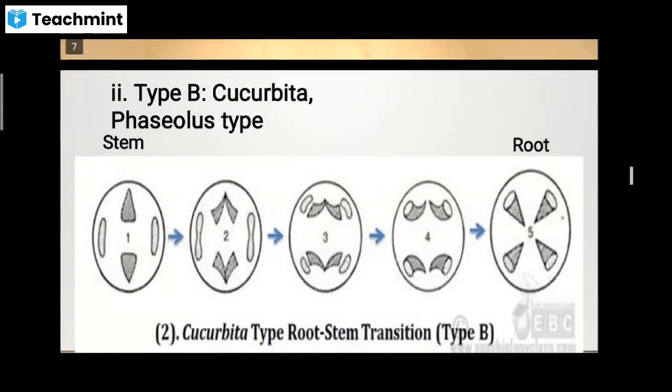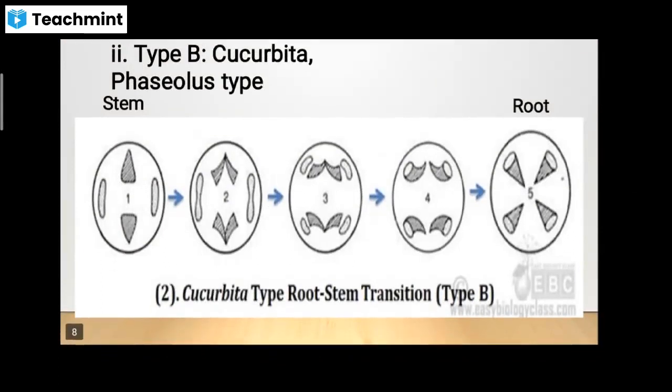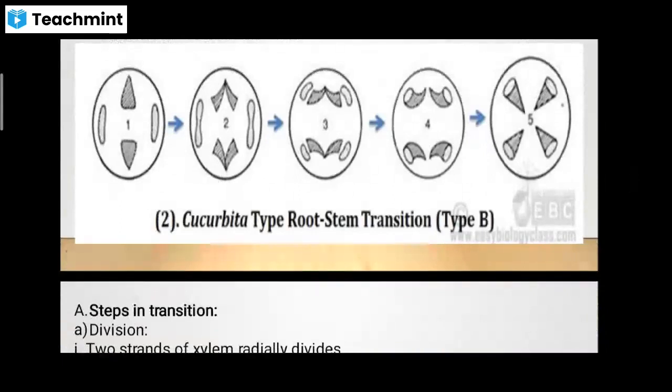So here the second main type of root stem transition is type B, which is also called the Cucurbita or Phaseolus type. Let's see this figure. The first figure is of the root. In the case of the root, there are two xylem strands and two phloem strands.